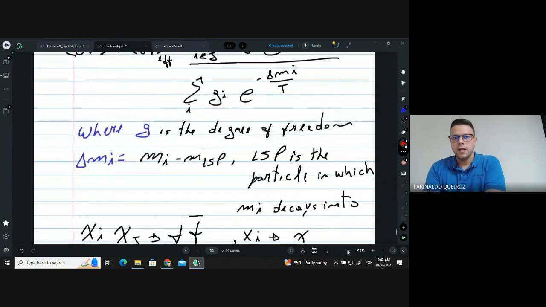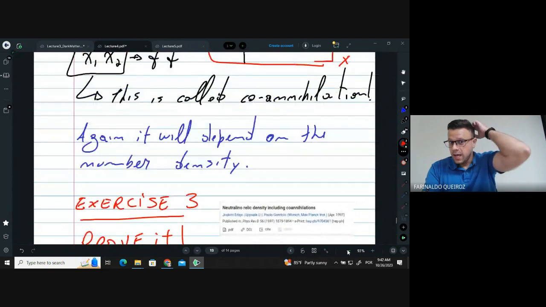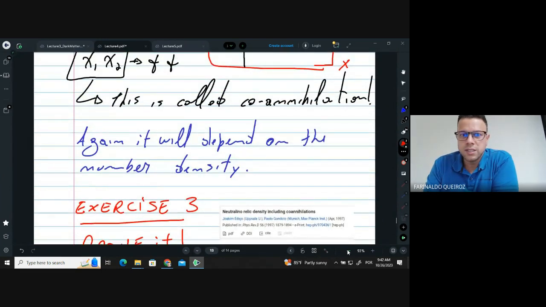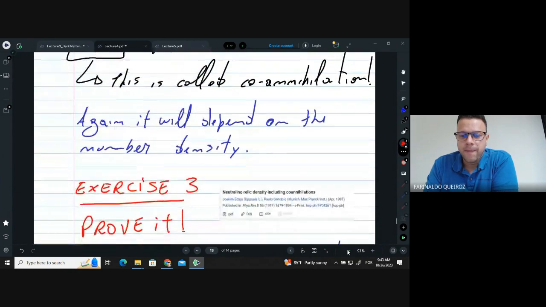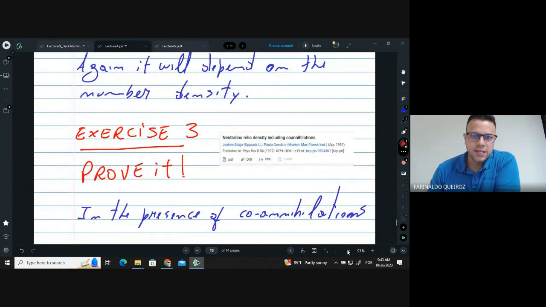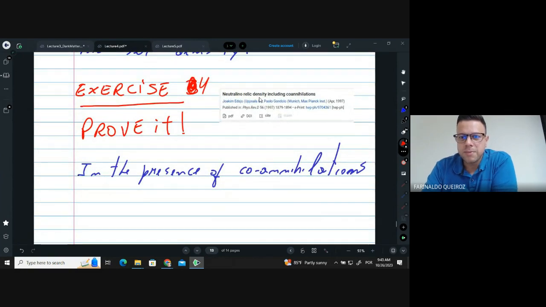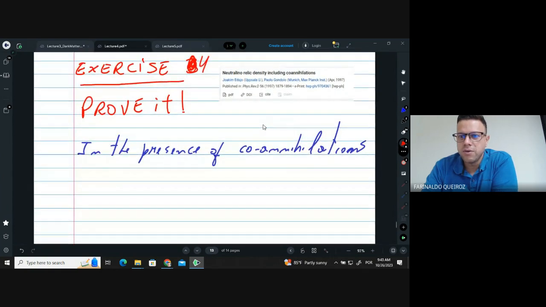Yeah. And okay, then I ask as an exercise for you to prove it. So that will be the fourth exercise, exercise 4, right? Because I already sent a list with 3, so that would be the fourth. Prove that everything is here in this equation. A very famous paper by Gondolo and Gelmini, very famous. They were both postdocs at that time at the Max Planck Institute in Munich.